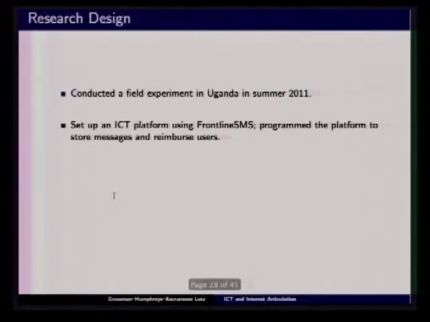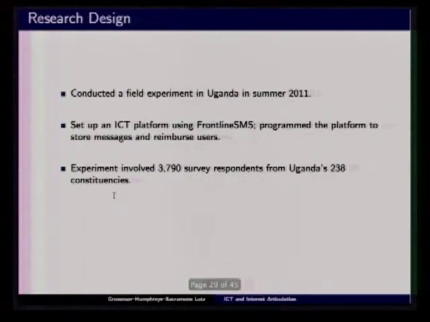Okay, so to answer all these questions, we conducted a field experiment in Uganda in the summer of 2011. We set up an ICT platform. We programmed it to store messages and to reimburse users. And then the experiment took place using almost 4,000 survey respondents in all of Uganda's 238 constituencies.